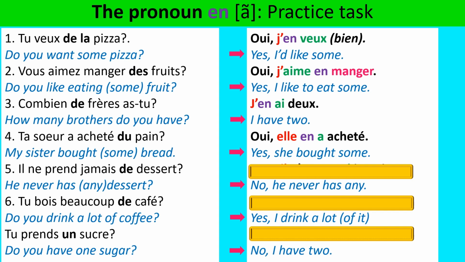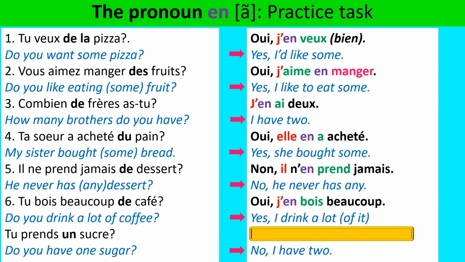Il ne prend jamais de dessert. Non, il n'en prend jamais. We've got ne jamais, which is a negative, but it's not a problem because in any case we put en before the verb. Prend. Numéro 6. Tu bois beaucoup de café? Oui, j'en bois beaucoup with en before the verb. Bois. And the last one. Tu prends un sucre? Do you have one sugar? Non, j'en prends 2.